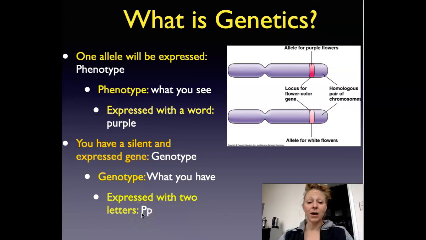If the flower had two dominant purple alleles, they would have big P, big P. If they had two recessive alleles for this gene, or two white flower genes, then they would have little p, little p.